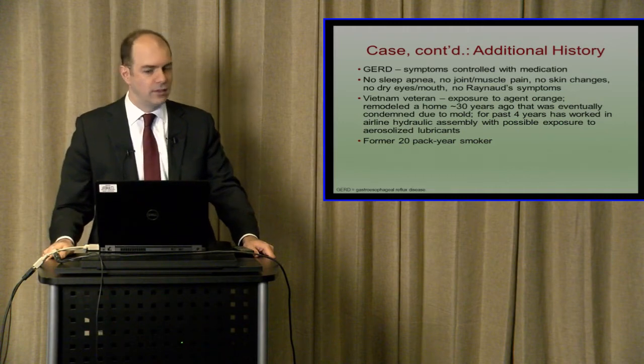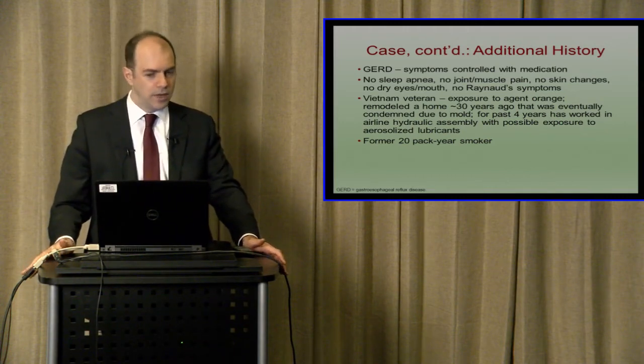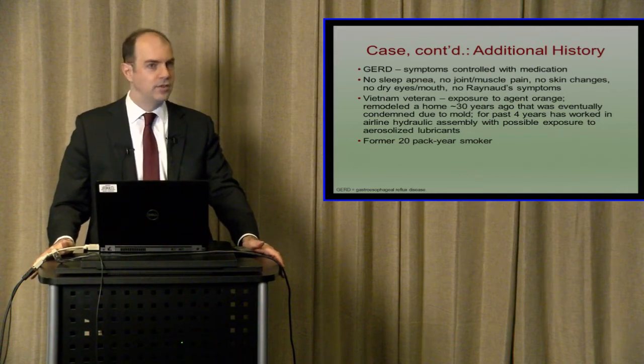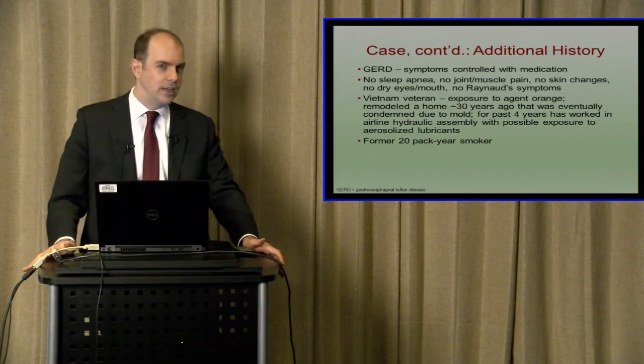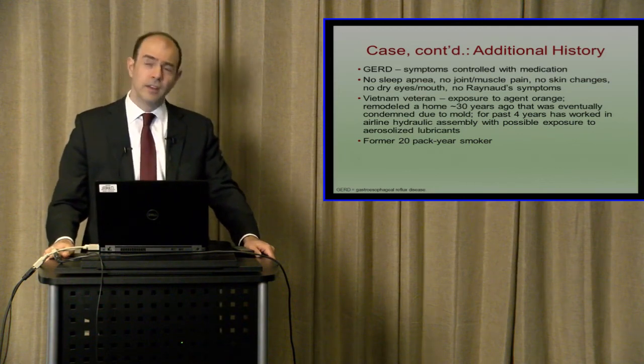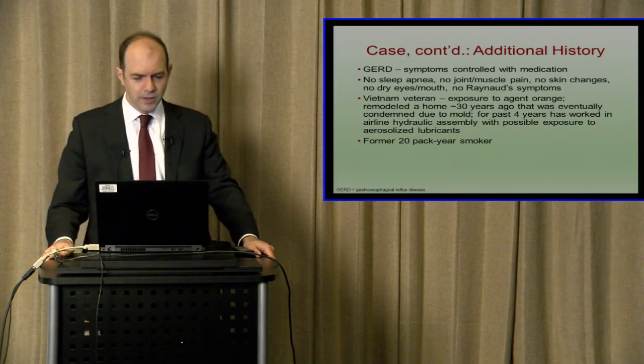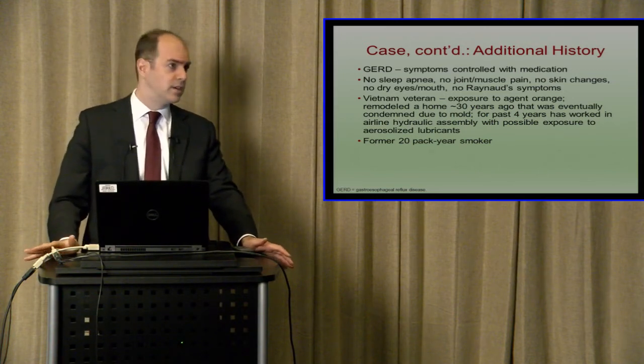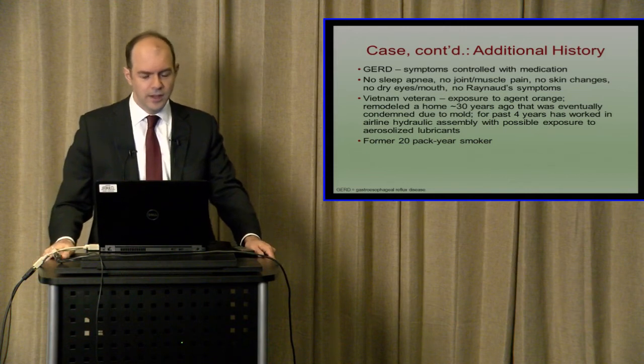So we get a little bit more history. He does have a history of gastroesophageal reflux disease. No joint pain, no muscle pain, skin changes, dry eyes, dry mouth, Raynaud's, right? Nothing that would indicate autoimmune disease, which I mentioned. He was in Vietnam. The timing's a little bit off maybe, but exposure to Agent Orange, and I'll tell you, Agent Orange has not been implicated in this disease at all.